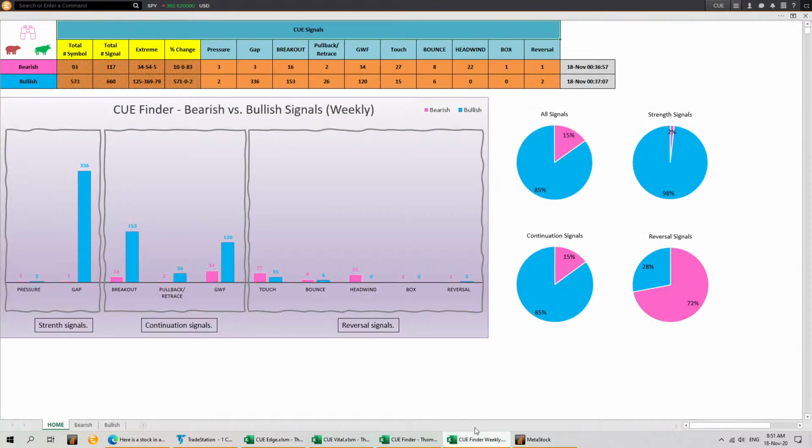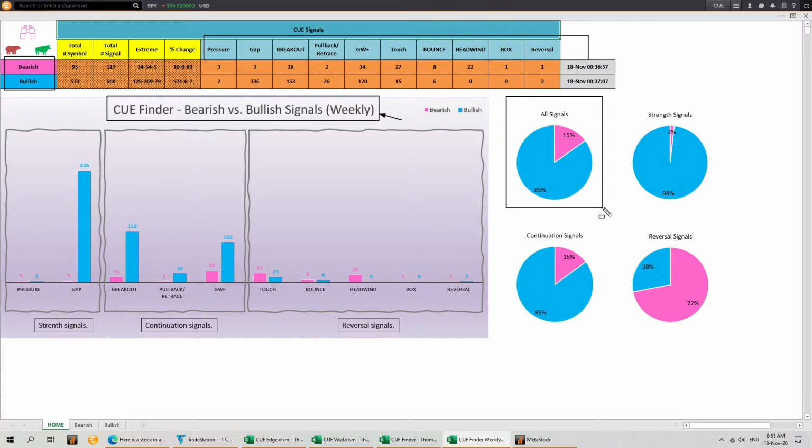Let's look at Q Finder now to see how the week is so far. Q Finder is the unique tool that shows the balance between bears and bulls using all the important Q signals and trade setups. And this is the Q Finder weekly, meaning up to Tuesday's market close. All signals are pretty bullish. 85% of all signals are bullish. 98% of strength signals are bullish. 85% of trend continuation signals are bullish. Only reversals are more bearish, 72%.